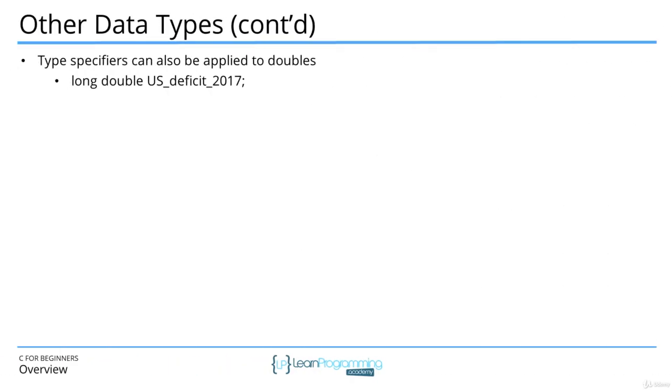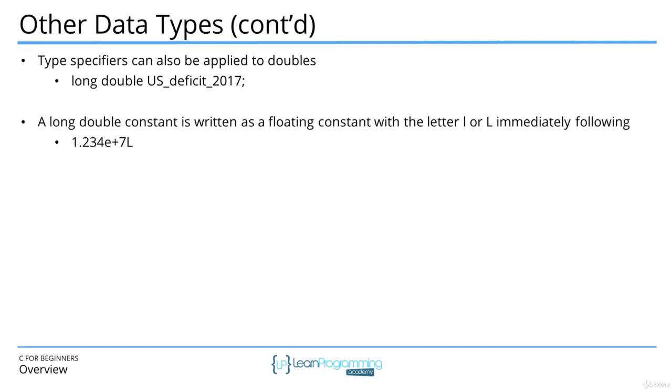So type specifiers can also be applied to doubles, as I mentioned. These shorts and longs, you can say long double. And here we create a long double called USDefset 2017. For the long doubles, you can use the capital L, as I mentioned, or lowercase l, the same way you would with the ints.